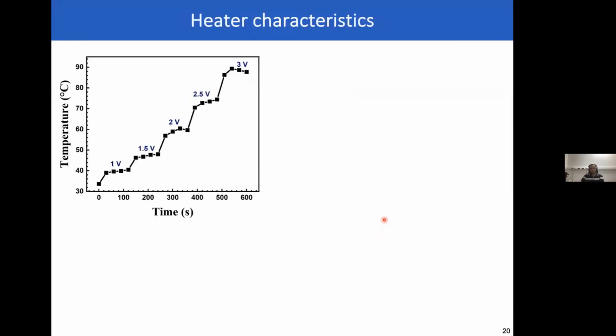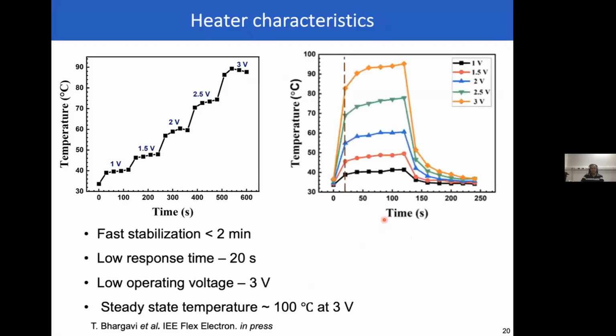This is actually a pretty good response in terms of a heater. So the heater stabilizes within a couple of minutes. And even at an operating voltage of only 3 volts, we are actually able to reach 100 degrees pretty easily.